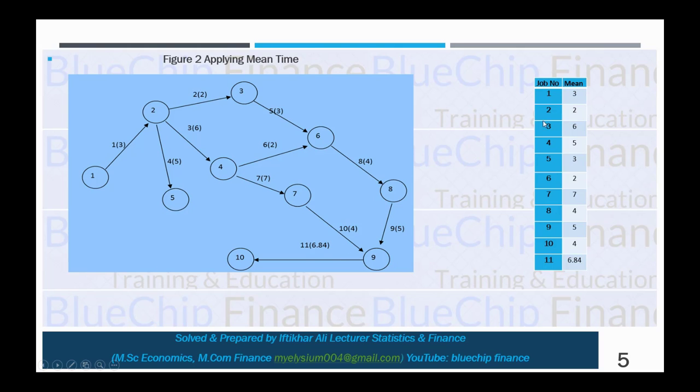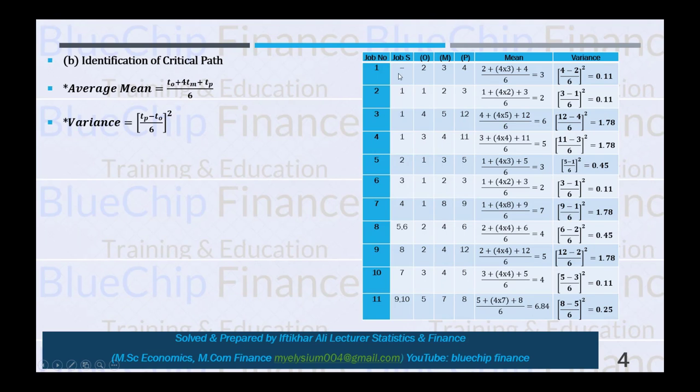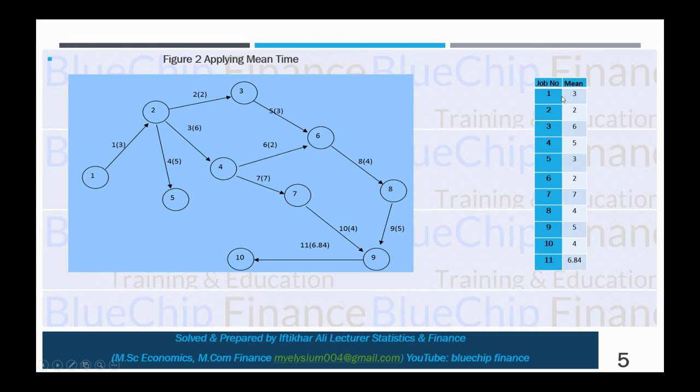So after the calculation of mean, we just noted down here the relevant means for the activities. So job number 1, 2, 3, 4 and so on, and their relevant means are given here, and we just apply the means here. So activity or job number 1 mean is 3, so we place 3 here. Job number 2 mean is 2, job number 3 mean is 6, job number 4 mean is 5 and so on. So in this way you can apply the means.